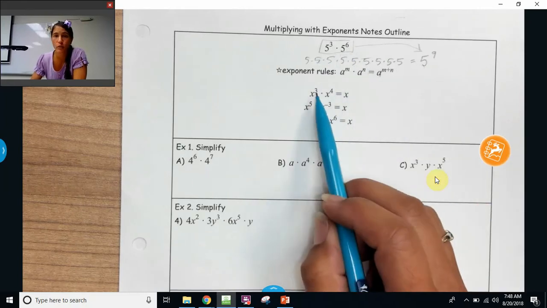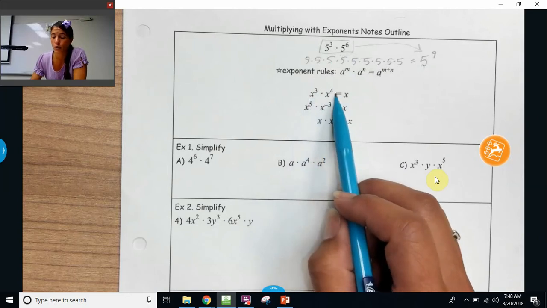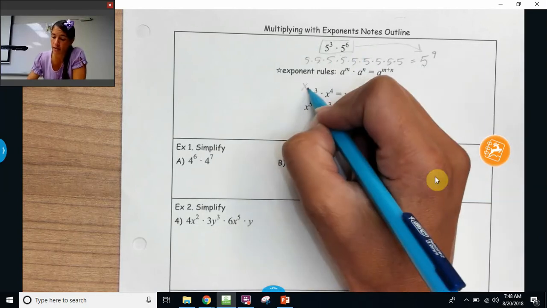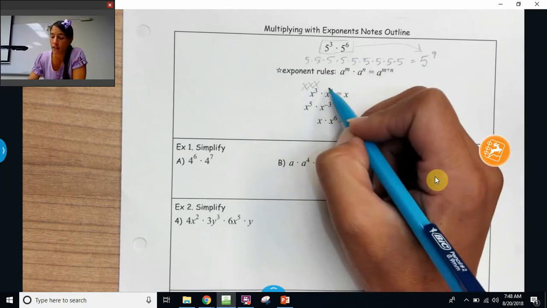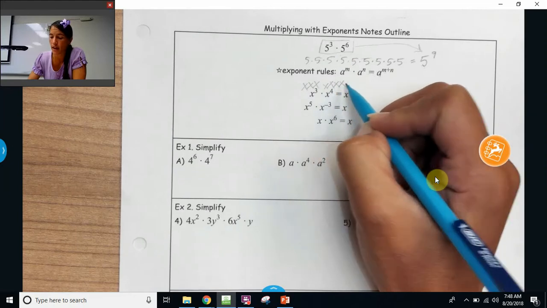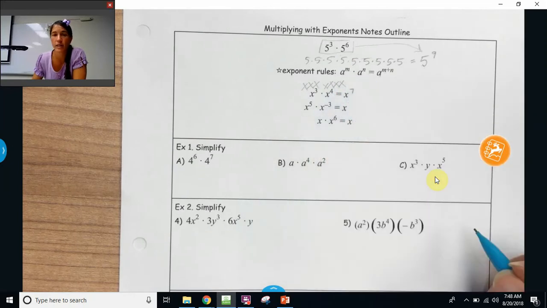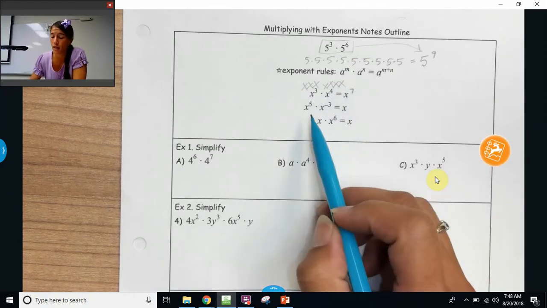So here are just a few examples. x to the third times x to the fourth. Well, this really means 3 x's, and then this means 4 x's. And then I have a total of x to the 7th because I've added 3 plus 4.